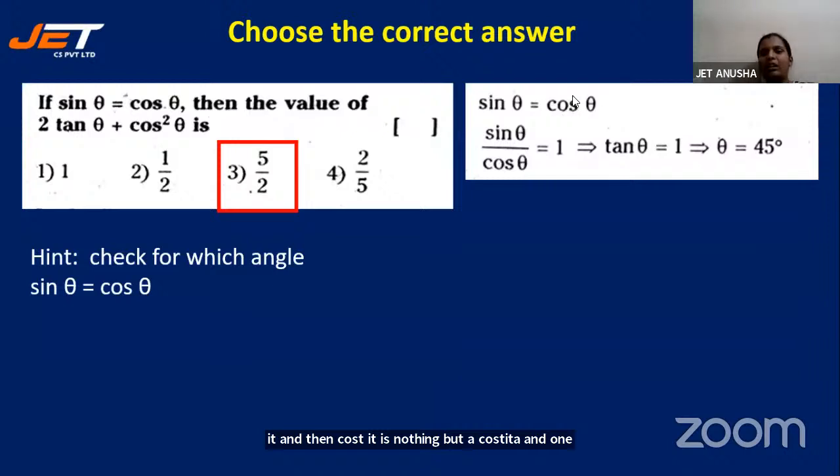So I am transposing cos theta to the LHS. So we got sin theta by cos theta is equal to 1. Sin theta by cos theta is what? Tan theta is equal to 1.